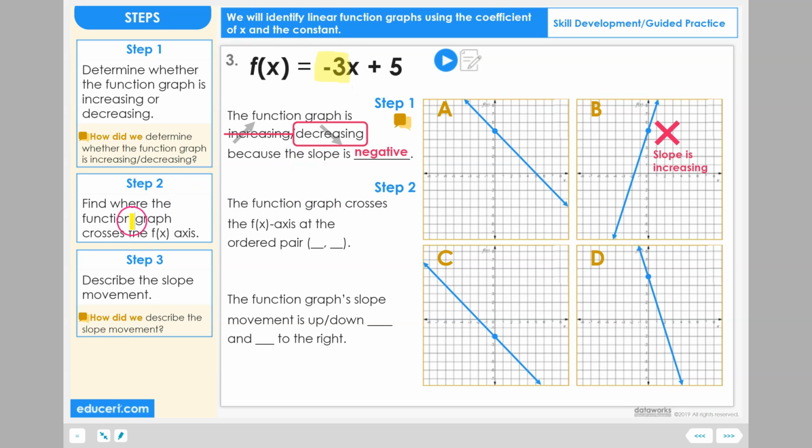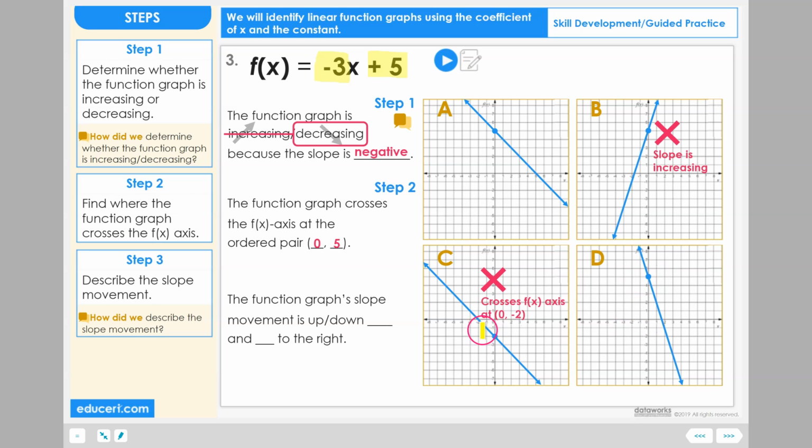Step number 2. Find where the function graph crosses the f of x axis. The constant for this function is positive 5. That means that the function graph crosses the f of x axis at the ordered pair 0, positive 5. Graph A crosses at 0, positive 5. Graph C crosses at 0, negative 2. Graph D crosses at 0, positive 5.